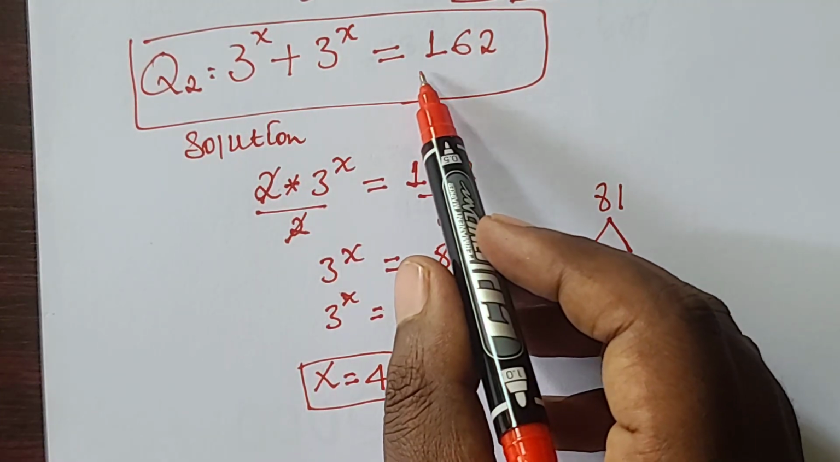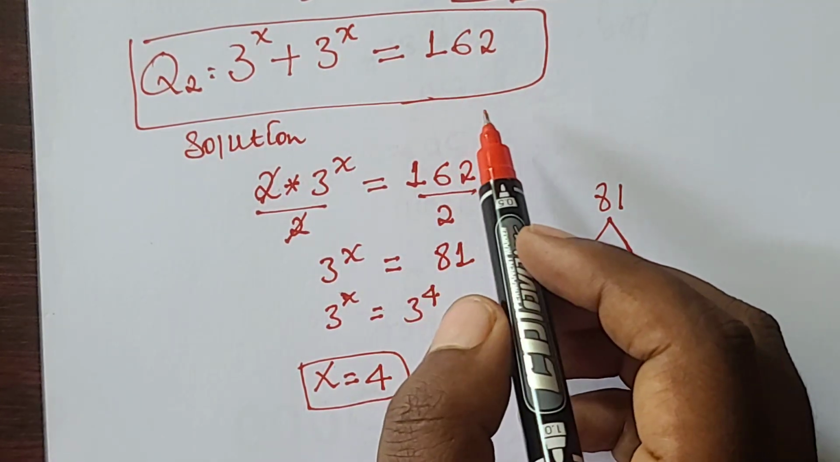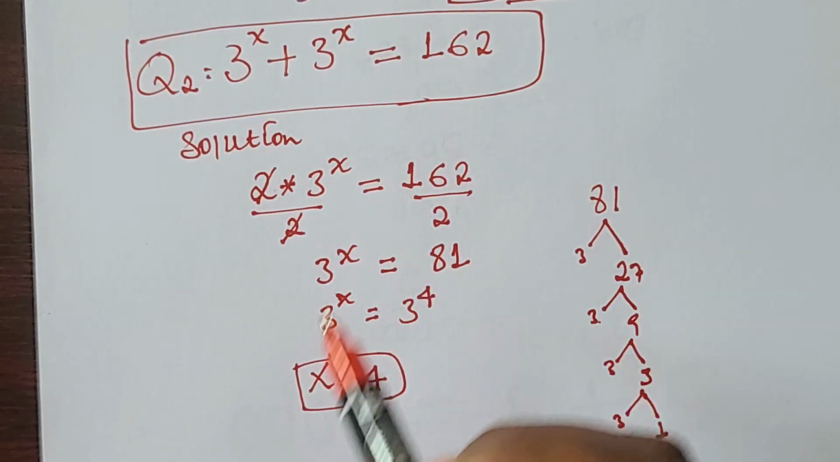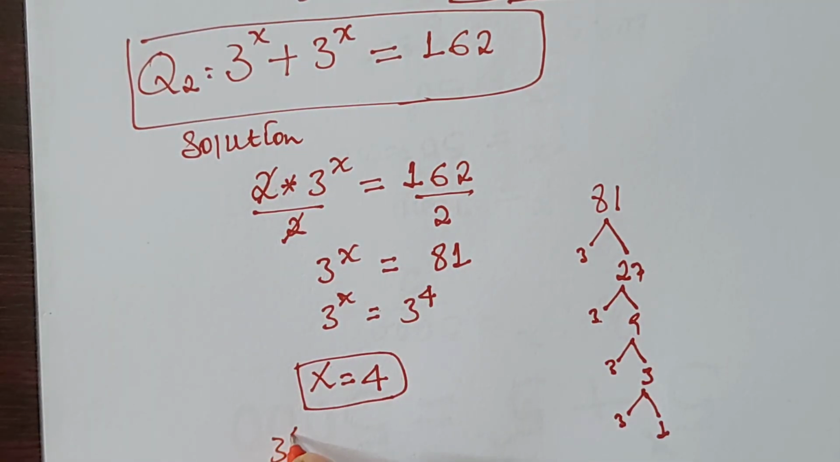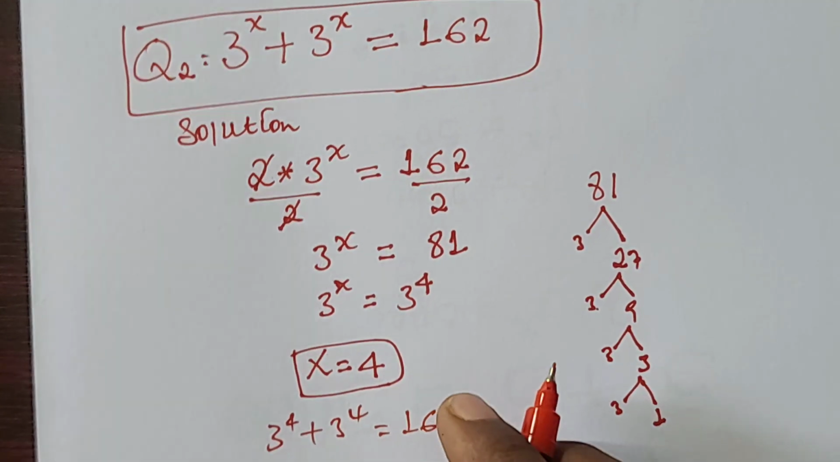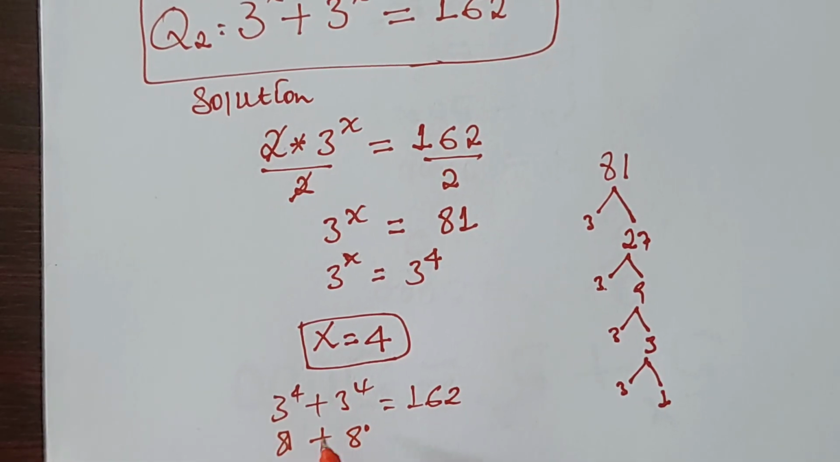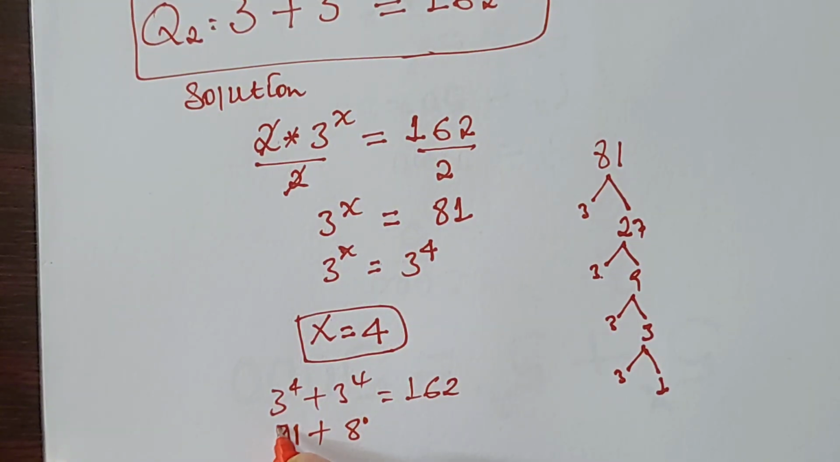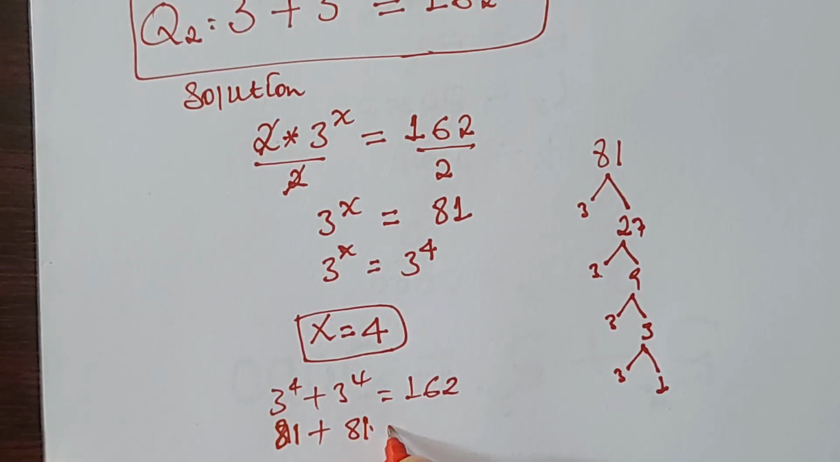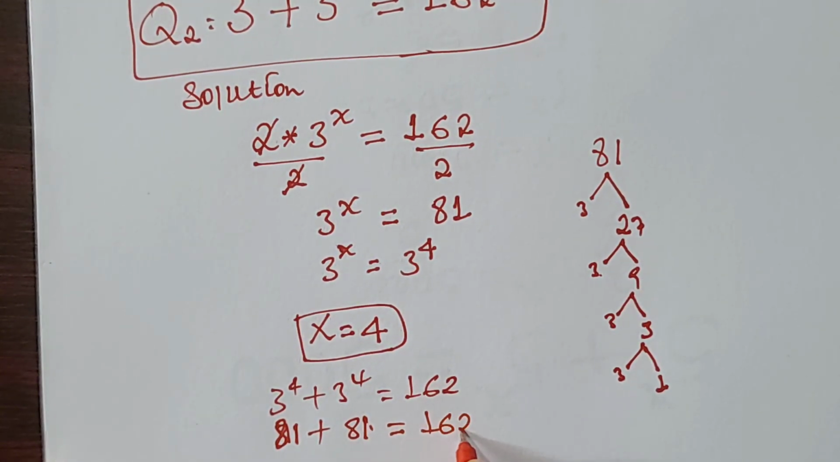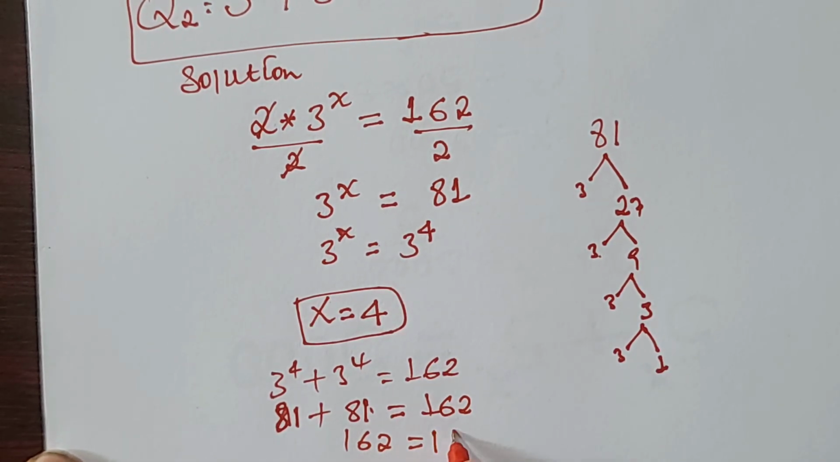this exponential function. If you substitute 4, 3 to the power of 4 plus 3 to the power of 4 equals 162. 3 to the power of 4 is 81, so 81 plus 81 equals 162. 162 equals 162.